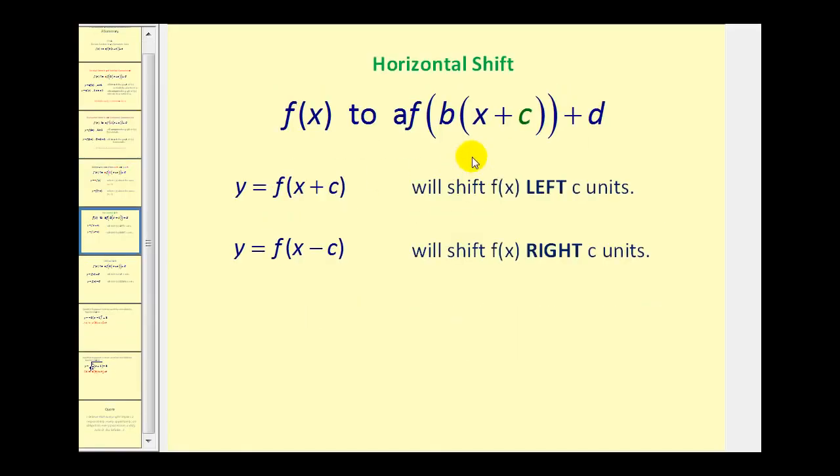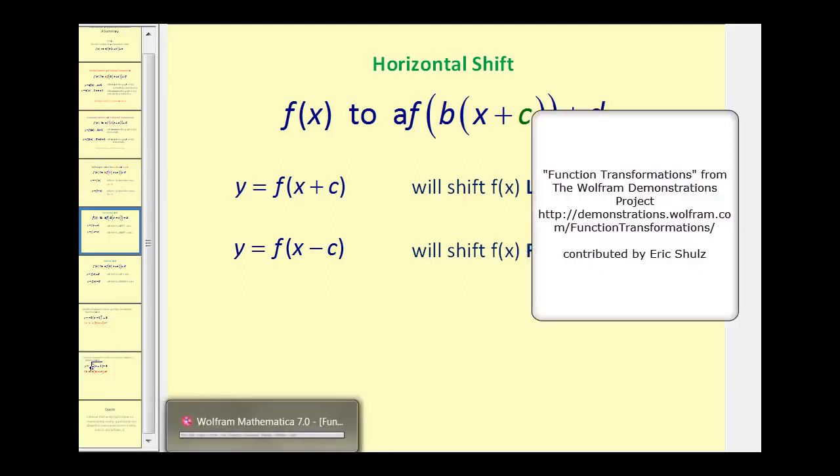Now let's take a look at how c affects the graph. If we have y equals f of the quantity x plus c, this will shift f of x left c units. And if we have y equals f of the quantity x minus c, this will shift the function right c units. So if we see x plus c, it'll shift left, and if we see x minus c, it will shift right. This is almost the opposite of what you might think.